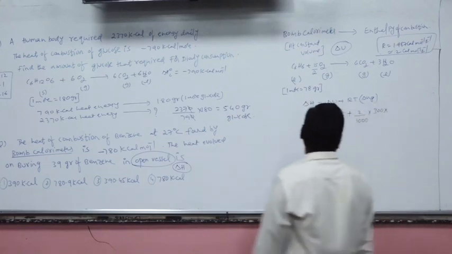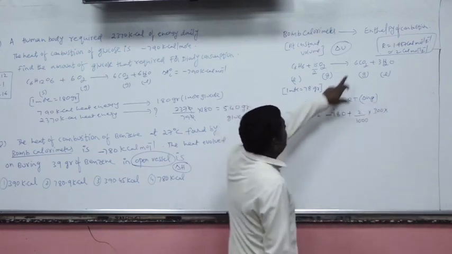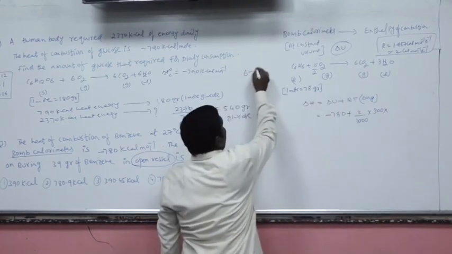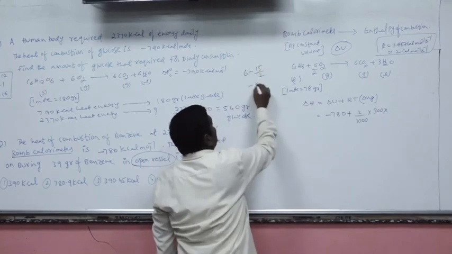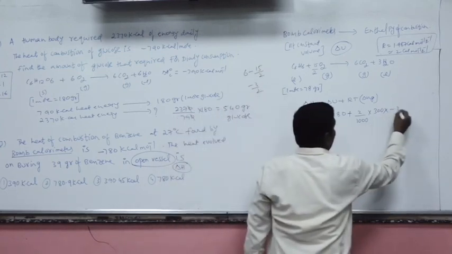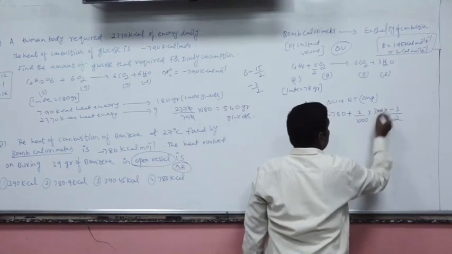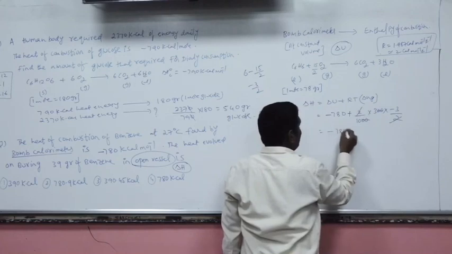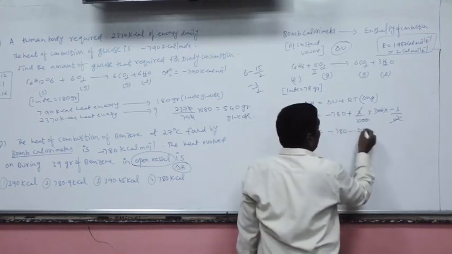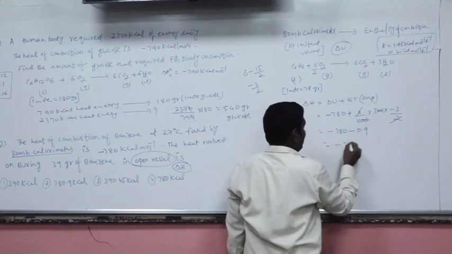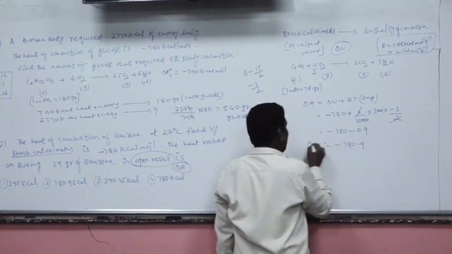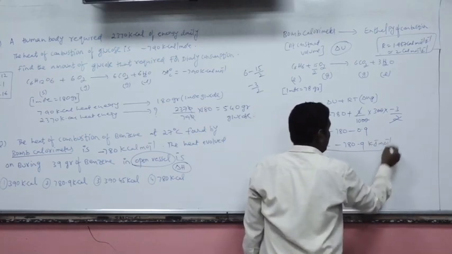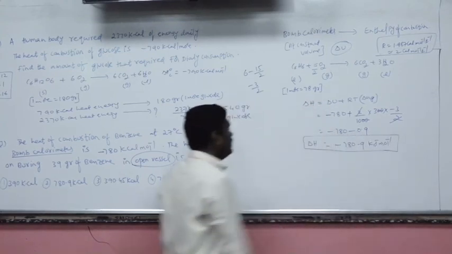Now the important thing is delta Ng. Delta Ng is the number of moles of gaseous products minus reactants. So 6 minus 15 by 2, that is minus 3 by 2. So 2 zeros get cancelled. This one gets cancelled. Minus 780 minus 0.9. So minus 780.9. This is the delta H, corresponding to kilocalorie per mole.